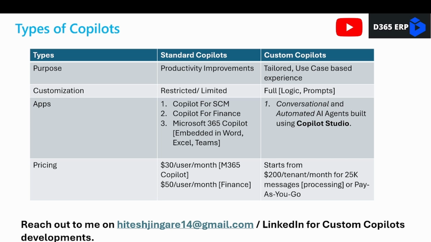The purpose behind the standard Copilot is productivity improvement, as we already discussed. The purpose of the custom Copilot is to provide a tailor-made solution, a use case based experience. Let's say your client is doing something which is not standard, or the standard Copilot is not covering that part, then we can build a custom Copilot. Customization in the standard Copilot is restricted, or I would say very limited. In the custom Copilots, as the name says, it's fully customizable. You can change the logic, you can create prompts, you can integrate these custom Copilots with any applications.